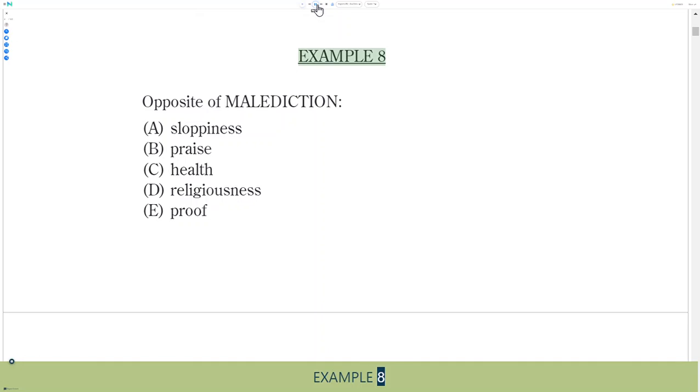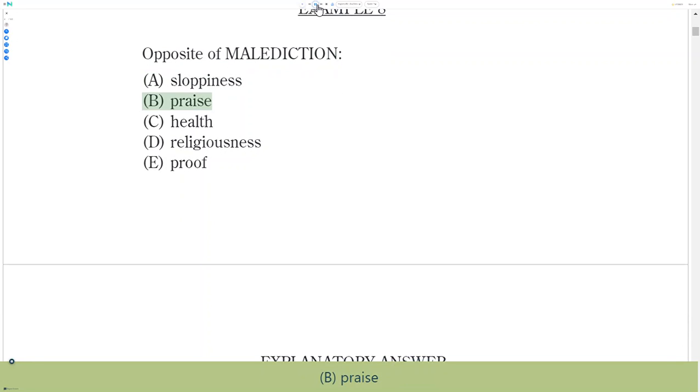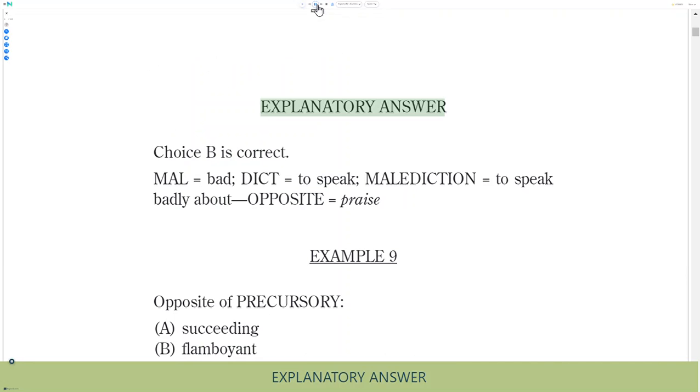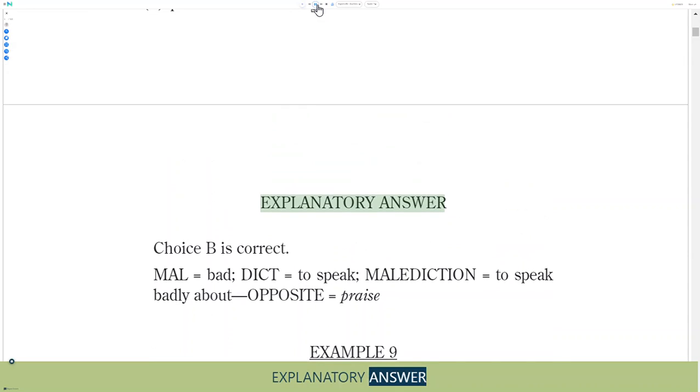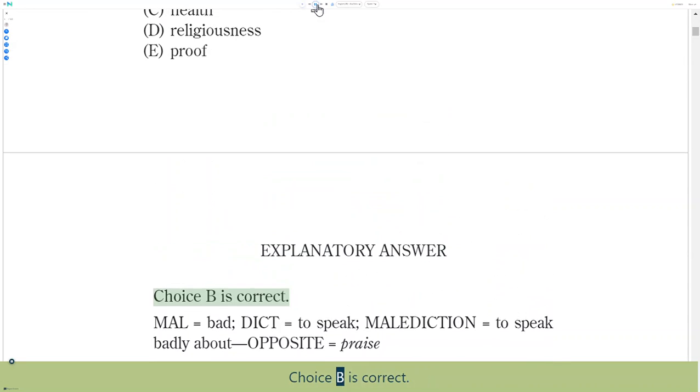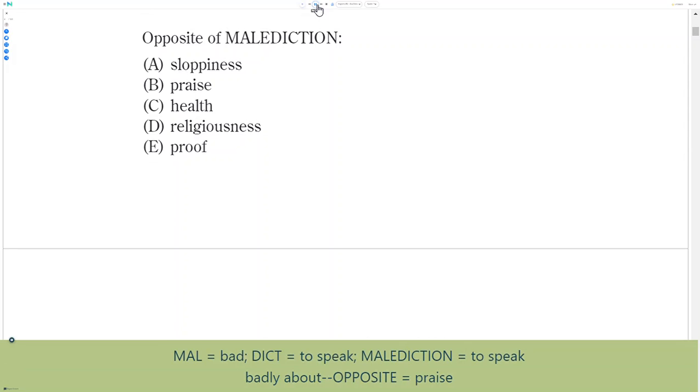Example 8. Opposite of malediction. A. Sloppiness. B. Praise. C. Health. D. Religiousness. E. Proof. Explanatory answer. Choice B is correct. Mal equals bad, dict equals to speak, malediction equals to speak badly about. Opposite equals praise.